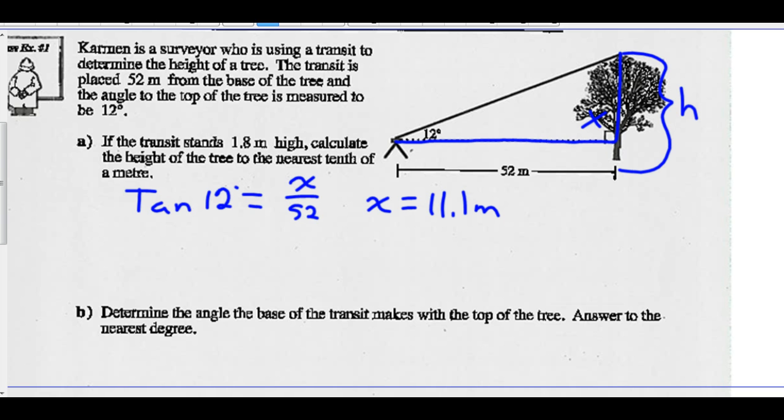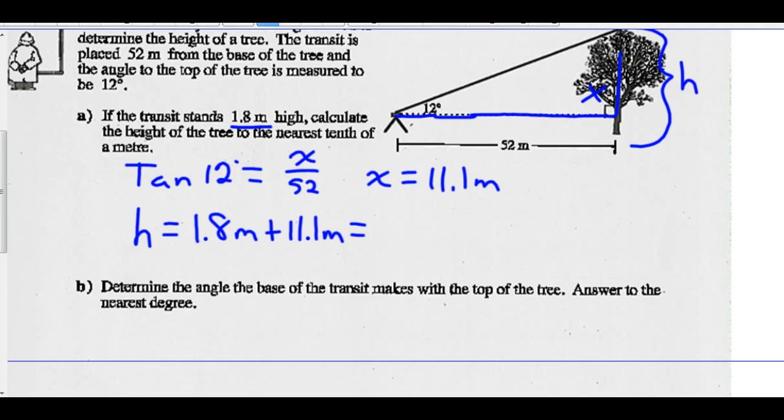We're also told that the transit stands 1.8 meters high. So 1.8 plus 11.1 is 12.9 meters. So to answer the question, the tree is 12.9 meters tall.